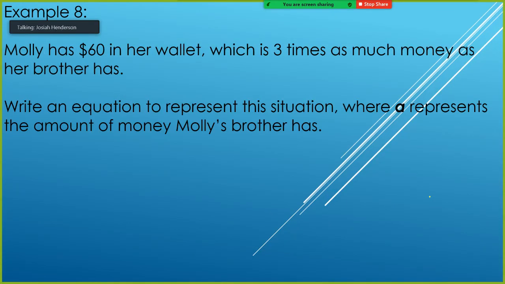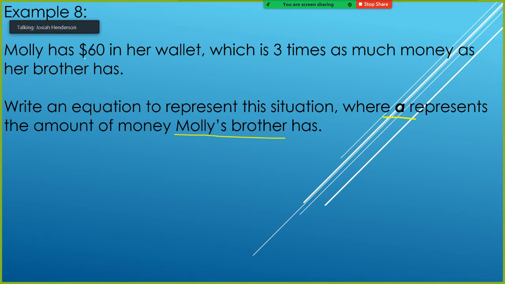Okay, I think I've got 10 total. Let me check. Yeah, let's do number 8. And by the way, these problems are all from the mastery test today. I did change the numbers on some of them, but it's the same exact problem. Molly has $60 in her wallet, which is 3 times as much money as her brother has. Write an equation to represent this situation, where A represents the amount of money Molly's brother has. So A is supposed to be Molly's brother's money.